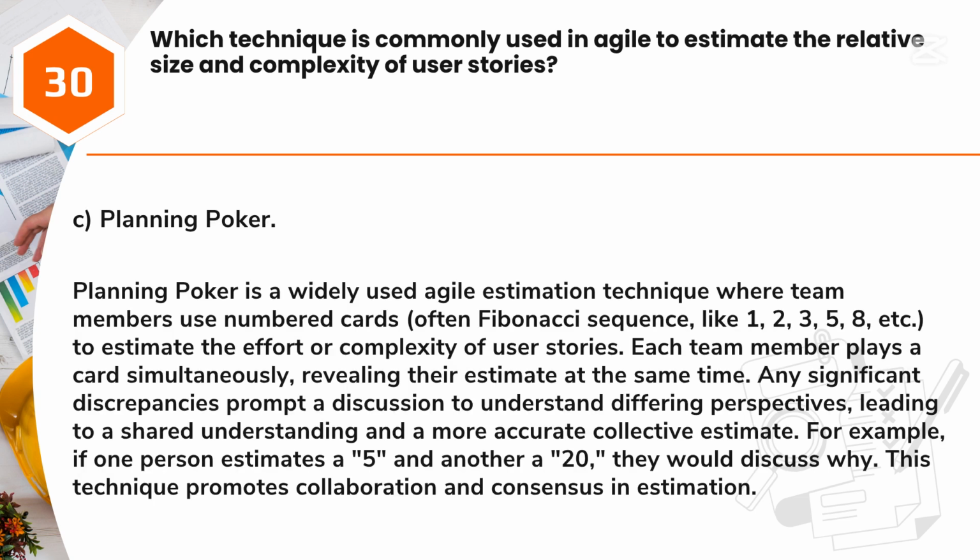Answer: C. Planning poker. Planning poker is a widely used Agile estimation technique where team members use numbered cards, often Fibonacci sequence, like 1, 2, 3, 5, 8, etc., to estimate the effort or complexity of user stories. Each team member plays a card simultaneously, revealing their estimate at the same time. Any significant discrepancies prompt a discussion to understand differing perspectives, leading to a shared understanding and a more accurate collective estimate. For example, if one person estimates a 5 and another a 20, they would discuss why. This technique promotes collaboration and consensus in estimation.